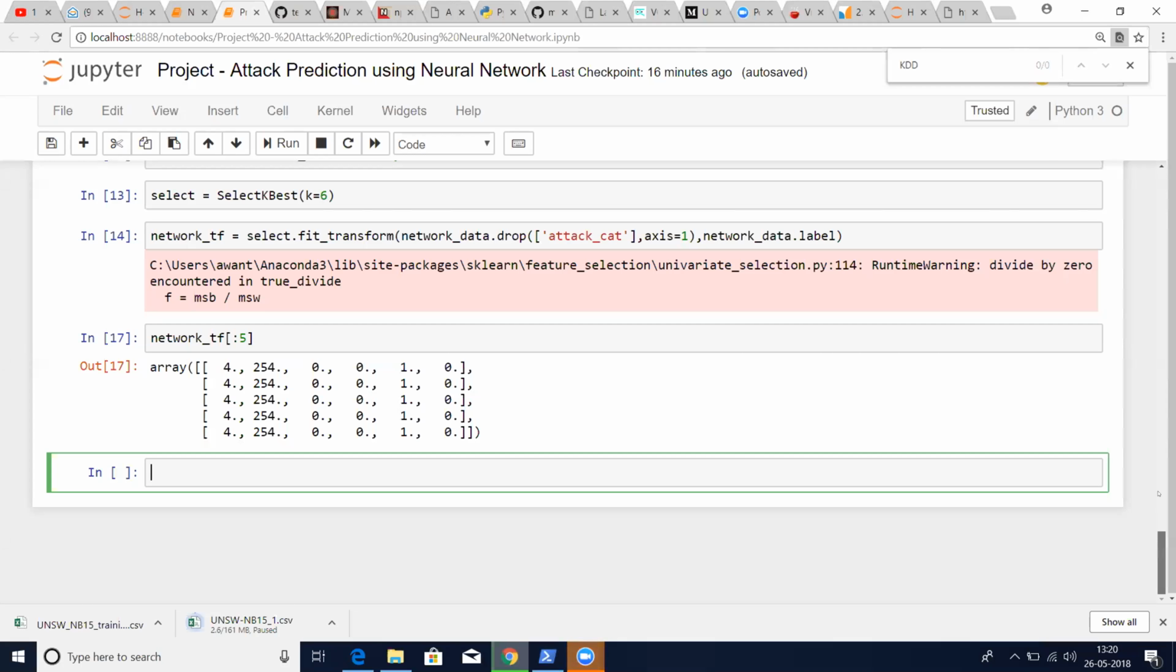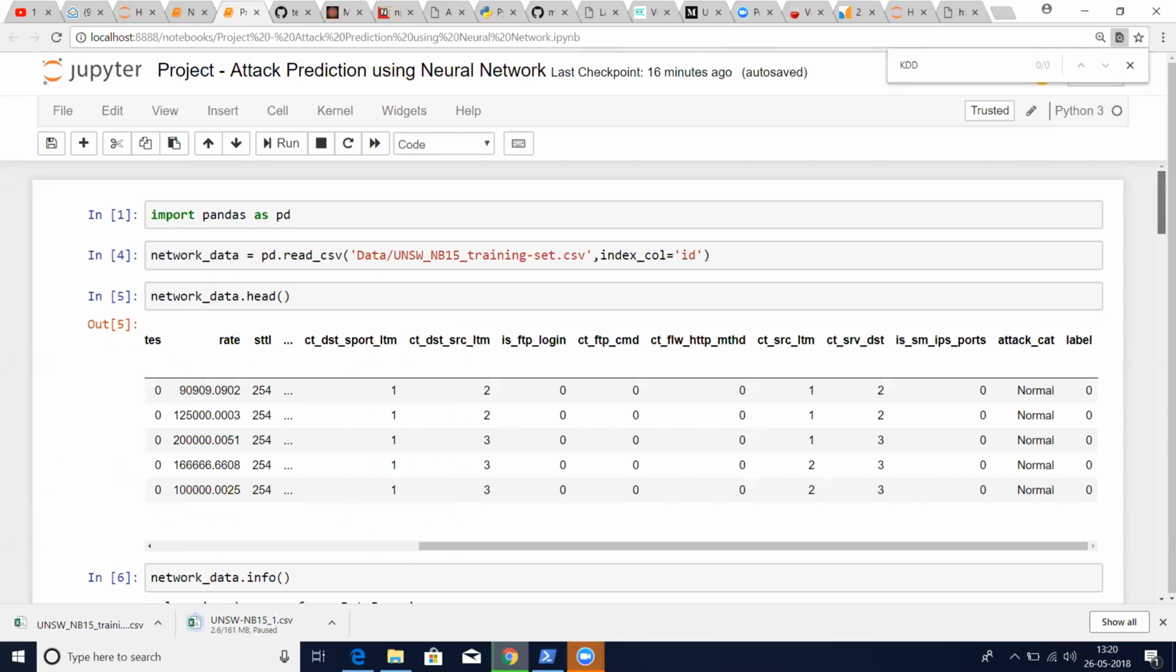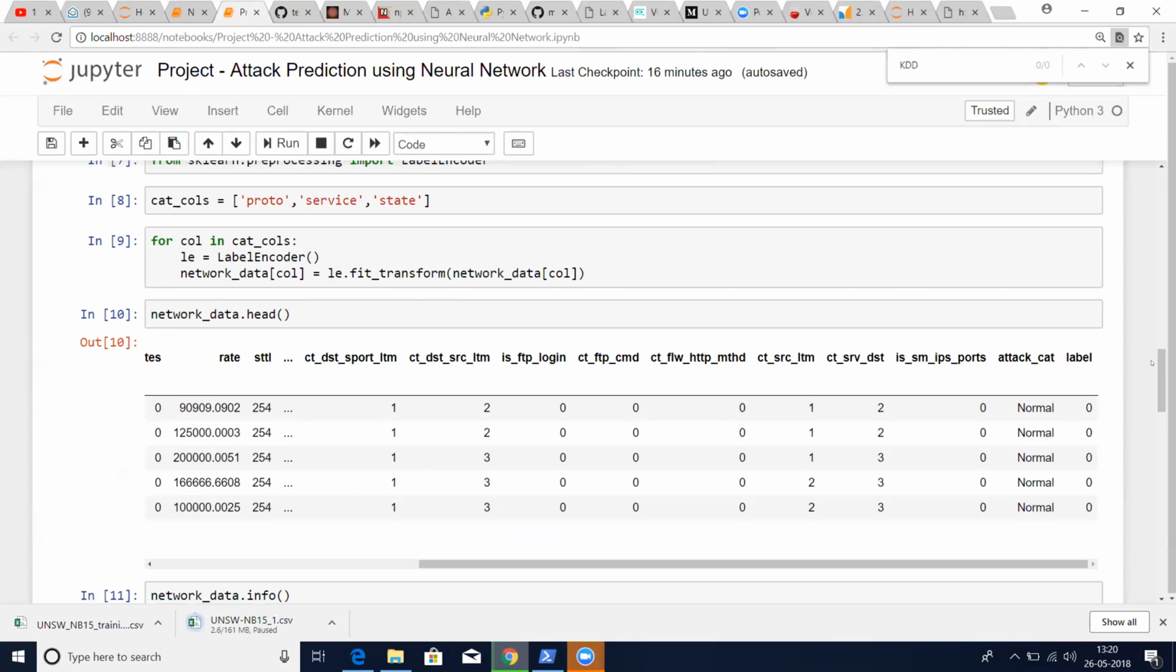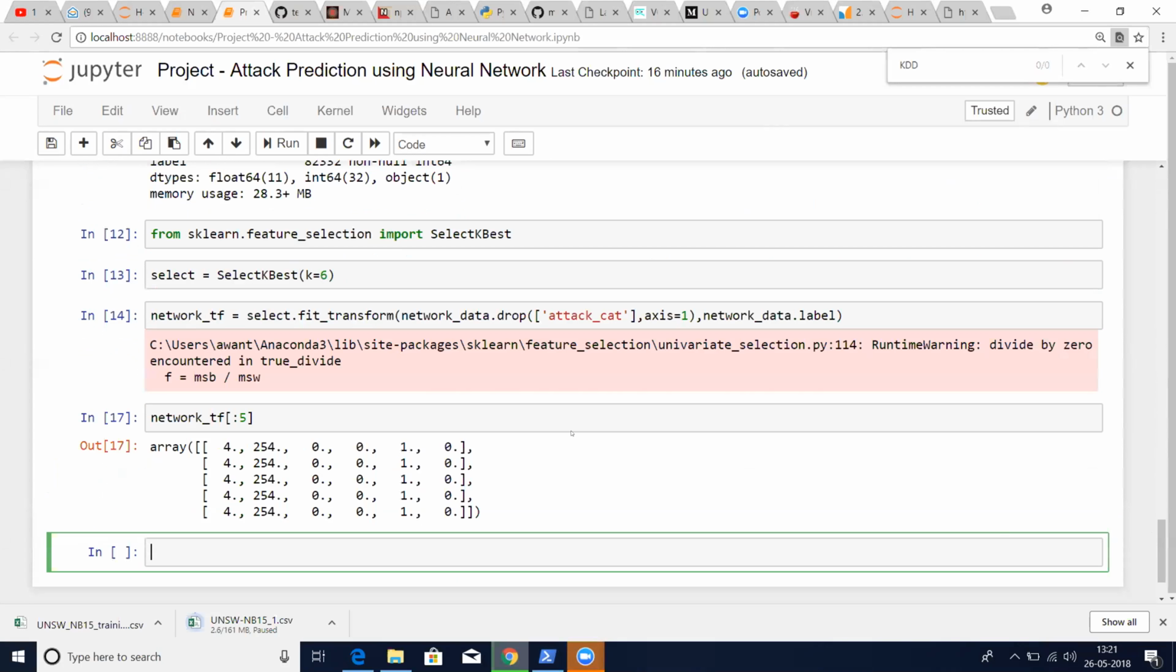Okay, let me recap here. So we loaded this network data. The objective here is to predict whether the packet is an attack or not an attack: network attacks, malicious, worm, Trojan horse, all these things. How we started, the first thing we do is vectorizing the data. This is the first step, vectorizing the data.